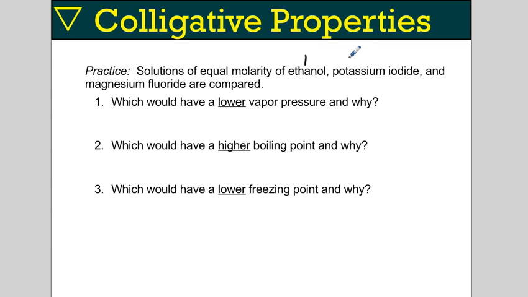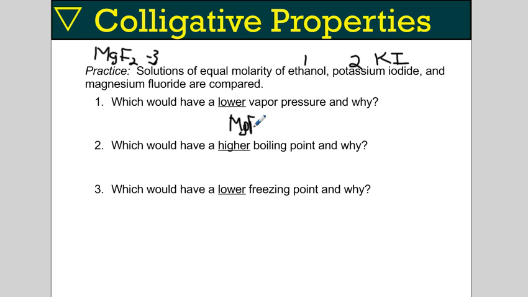Potassium iodide is ionic with a 1-to-1 ratio of potassium to iodide ions, so there are two particles, and I'll draw that really quickly here. Potassium iodide is KI, but since it's ionic, it breaks into potassium ions and iodide ions in water, so per formula unit you'll get two particles. Finally, magnesium fluoride is MgF2. Magnesium is +2, fluoride is -1. So we would expect 3 particles per formula unit of magnesium fluoride. So the more particles, the lower vapor pressure goes. So for the first one, magnesium fluoride is our solution.